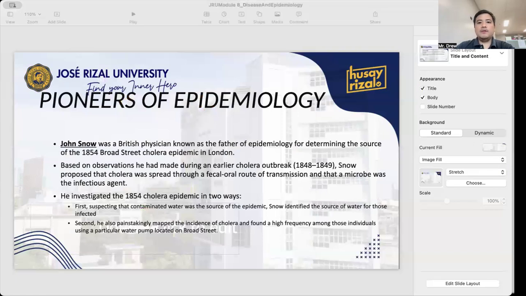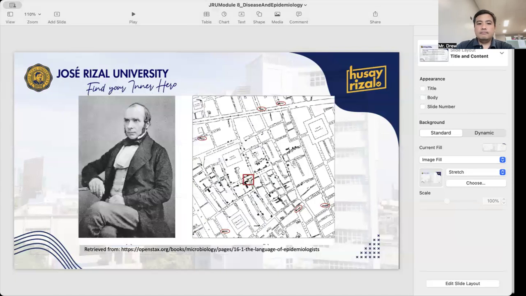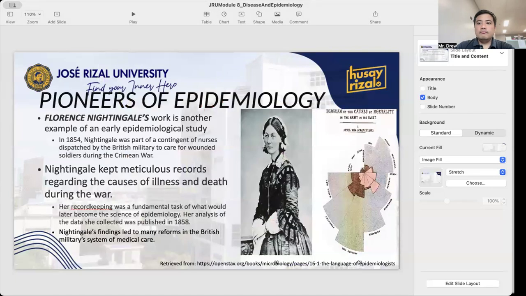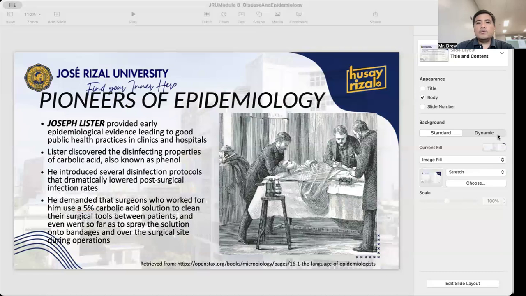So, pioneers of epidemiology. John Snow mapped the 1854 cholera outbreak, linking the disease to a contaminated water pump. We have Florence Nightingale, who kept detailed records during the Crimean War, leading to medical reforms. We also have Joseph Lister, who developed antiseptic procedures using carbolic acid, reducing surgical infections.